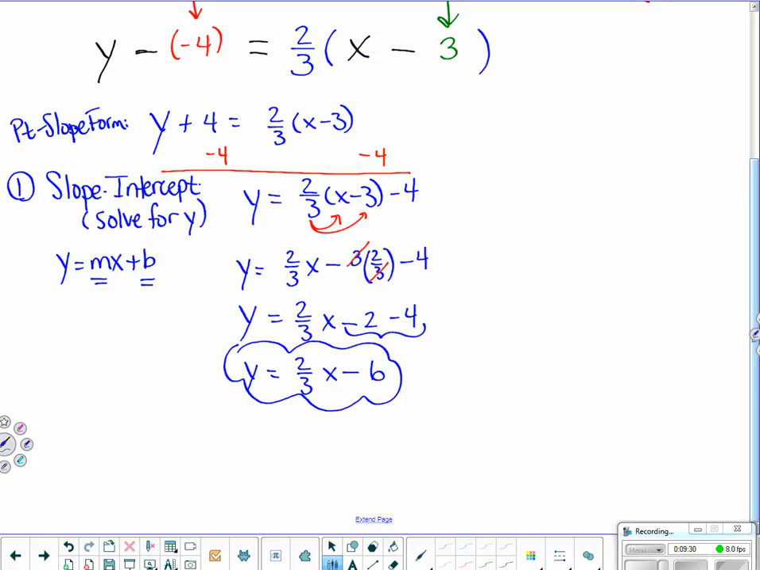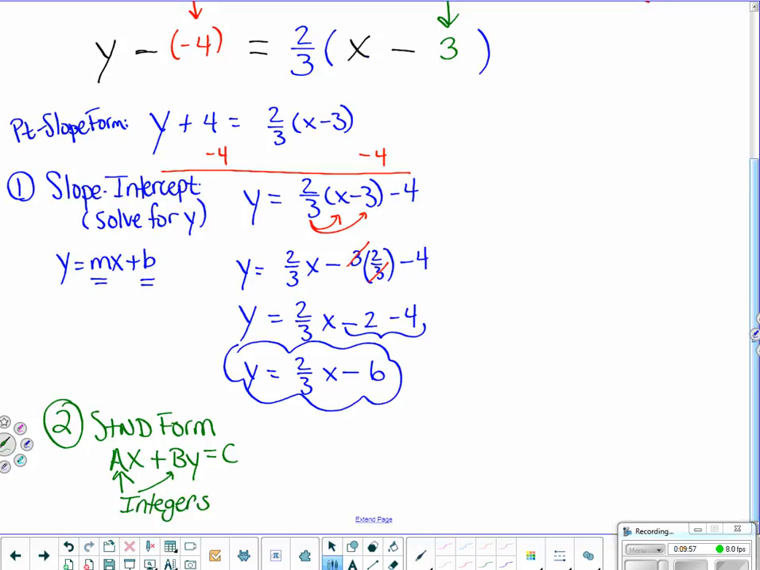The other form that it asks us to take things into is standard form. Standard form is kind of a fussy one, not my favorite, and it goes ax plus by equals c. This and this have to be integer numbers. So like -1, +1, +10, -10. Those are the type of numbers we're talking about. So I see that fraction then on my slope-intercept. This is going to be a problem for standard form, but we'll take care of it.